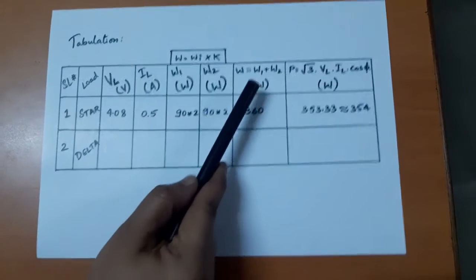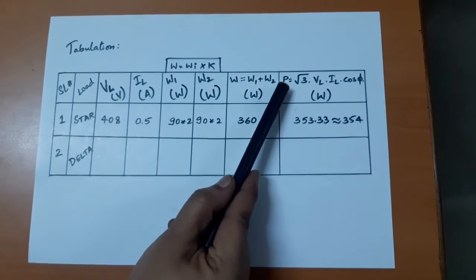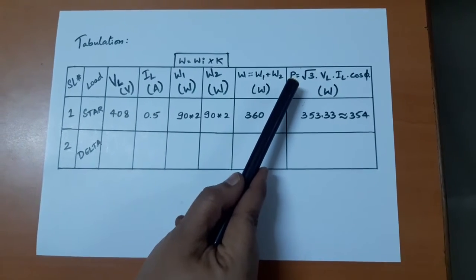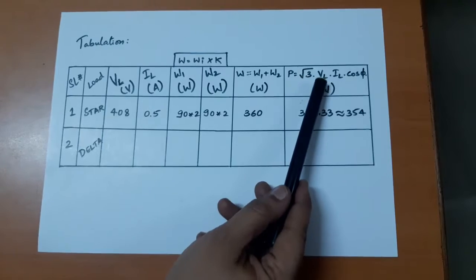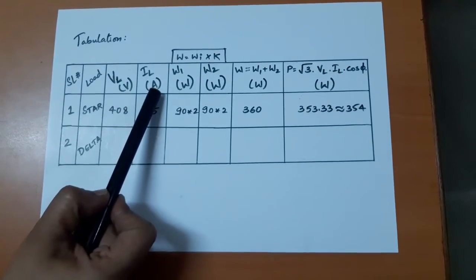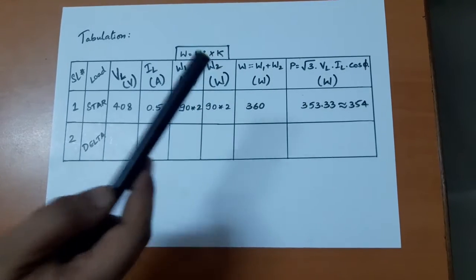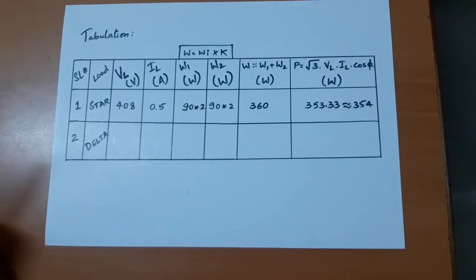value of W, which is the sum of W1 and W2, is calculated, and the value of P, which is the theoretical formula for calculating three-phase power, is given as root 3 VL IL cos phi. So we know the value of VL, we know the value of IL, we know the value of cos phi because this is a wattmeter of UPF type, so cos phi is always 1.